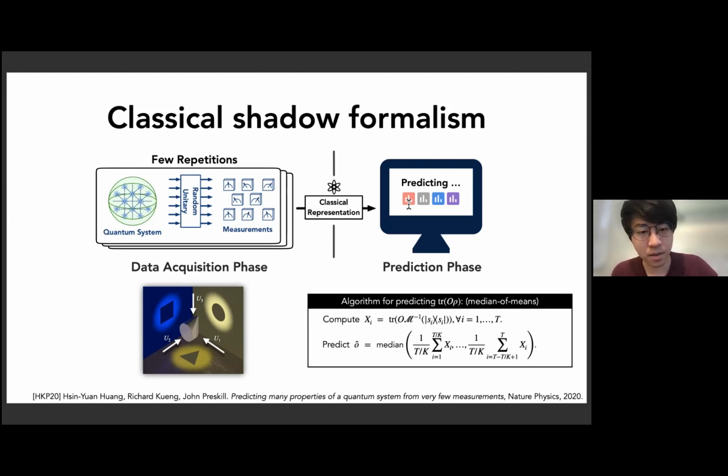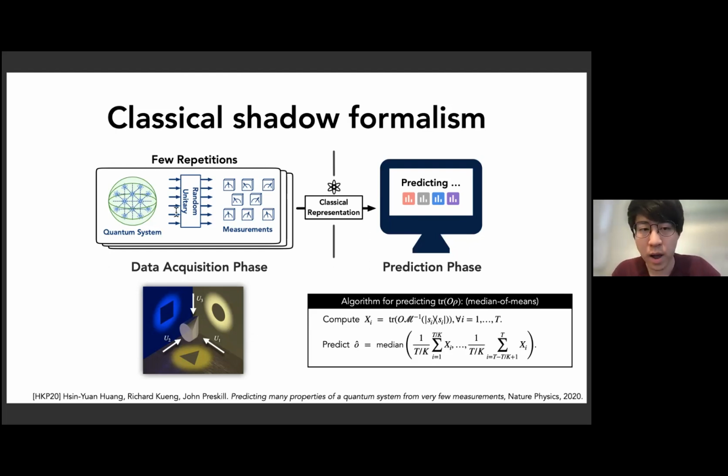So think of the quantum system as a very high-dimensional object. In the figure here, we're just showing a 3-dimensional object. Performing random unitary followed by measurement can be thought of as looking at this very high-dimensional object from a random angle. So for example, if we select a unitary U1, we're going to look at this quantum system from this random unitary angle. And by performing this measurement, we're effectively projecting this high-dimensional quantum object into a low-dimensional classical description.